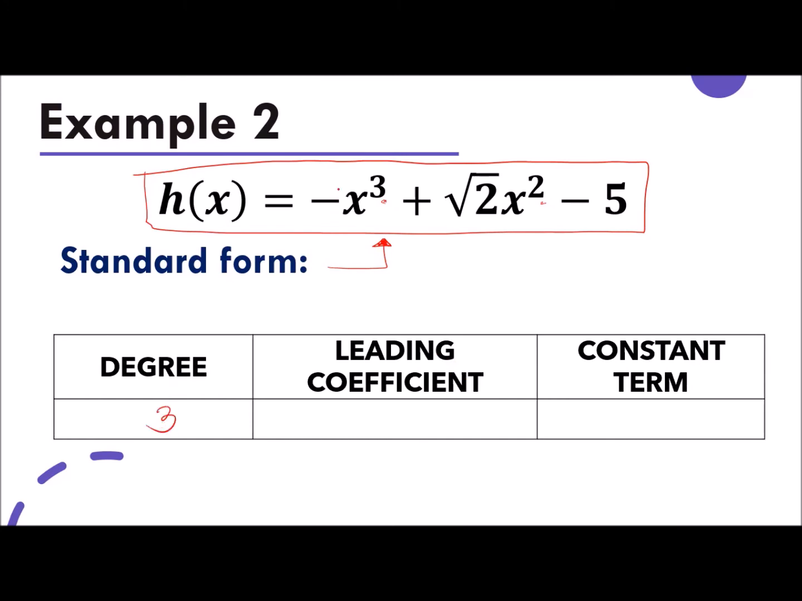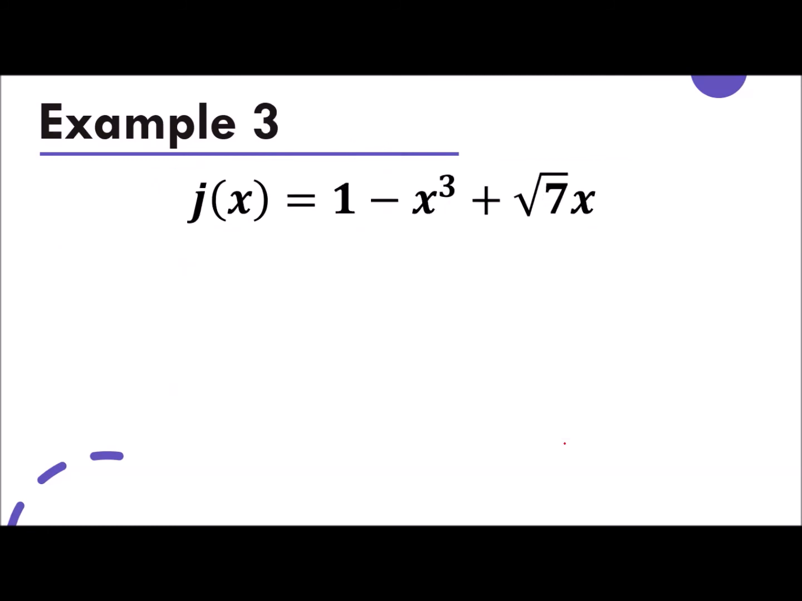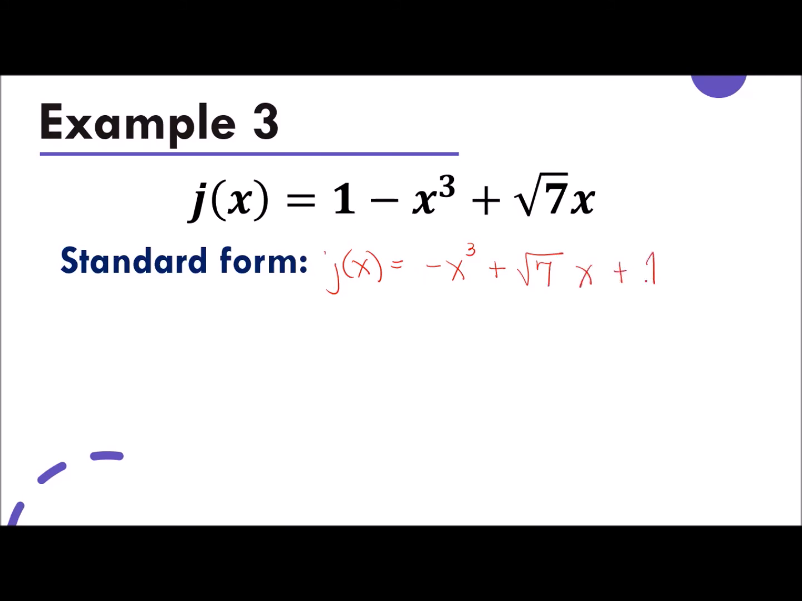The highest exponent here is 3. Very good. Ito po iyon. And then the leading coefficient, the number beside it, that is negative 1. And then the constant term here is negative 5. Another example, j of x is equal to 1 minus x cubed plus the square root of 7x. Let's write it in standard form. So j of x, ano yung una nating isusulat? Very good. We have here negative x cubed followed by the square root of 7x and then plus 1.